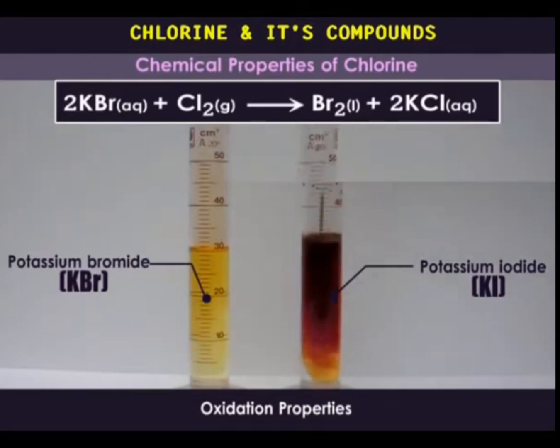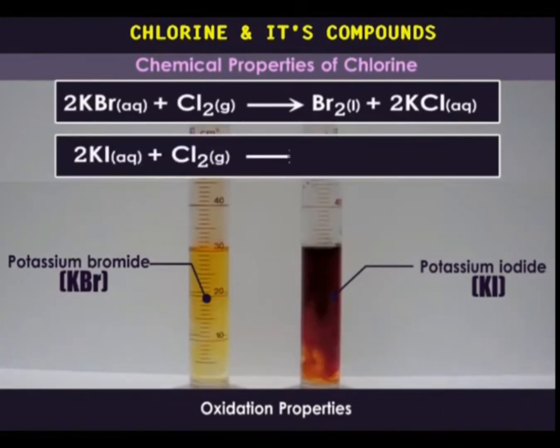When chlorine gas is bubbled through the colorless solution of potassium iodide, the color of the solution again changes to dark brown. This is followed by the deposition of a black solid. This happens because chlorine displaces iodine from potassium iodide.